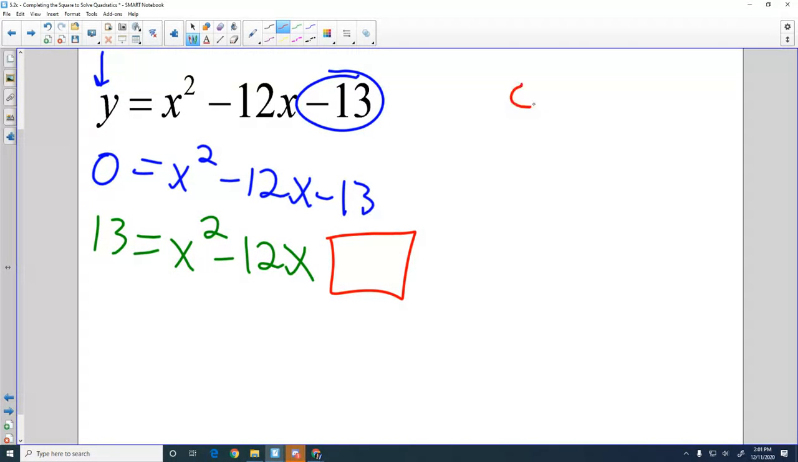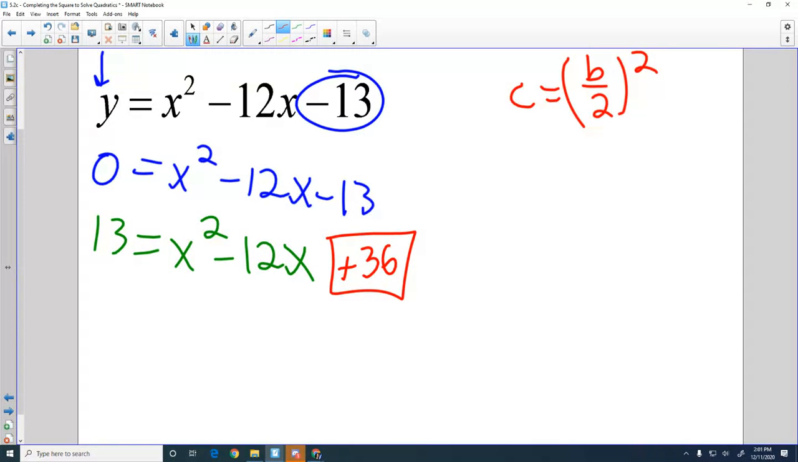Awesome. So just to recall, C, the magic number: to calculate that, you take B, the linear coefficient, divide that number by 2, just cut it in half, and then square it. Is that familiar to everybody? Hopefully. That's just from the last learning target. And so half of negative 12 is negative 6, and negative 6 squared is positive 36.